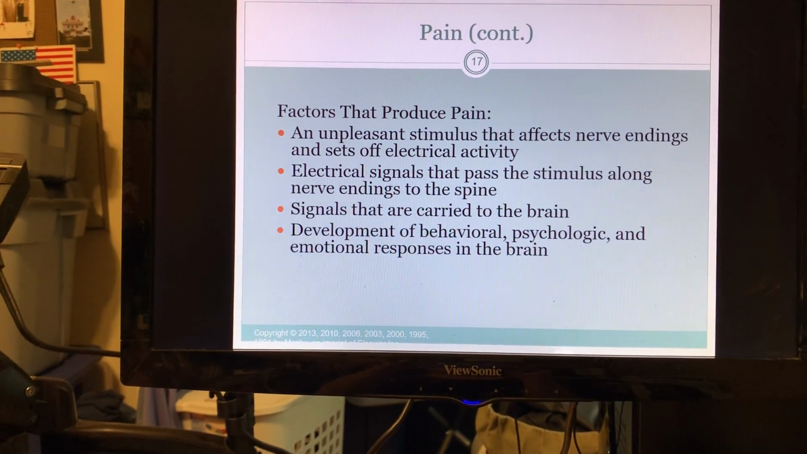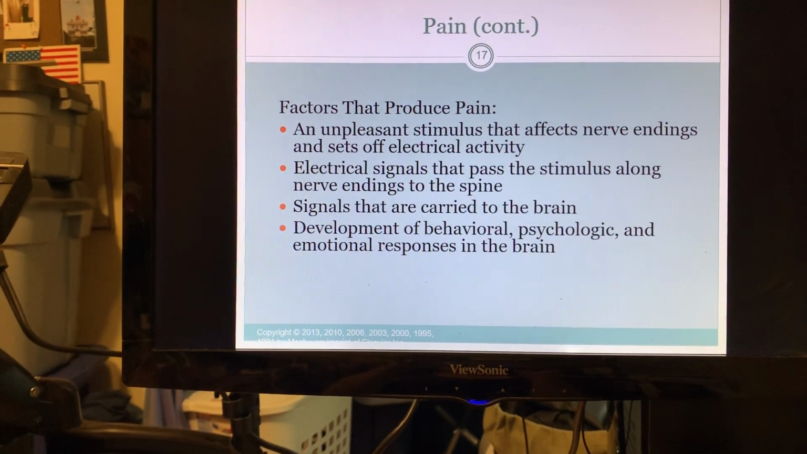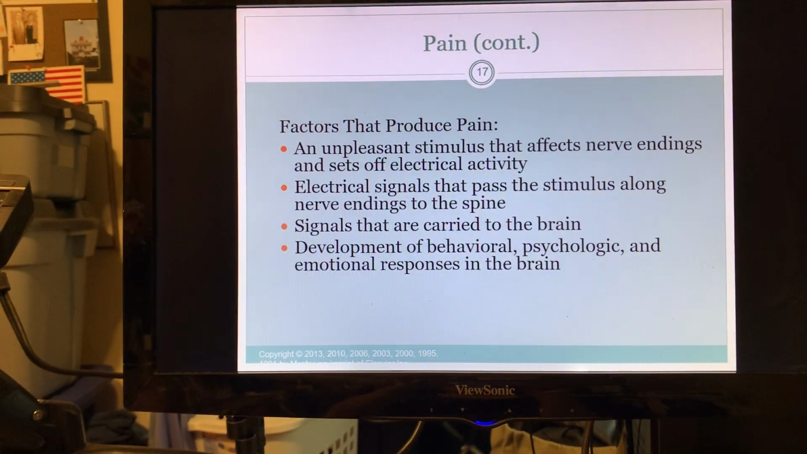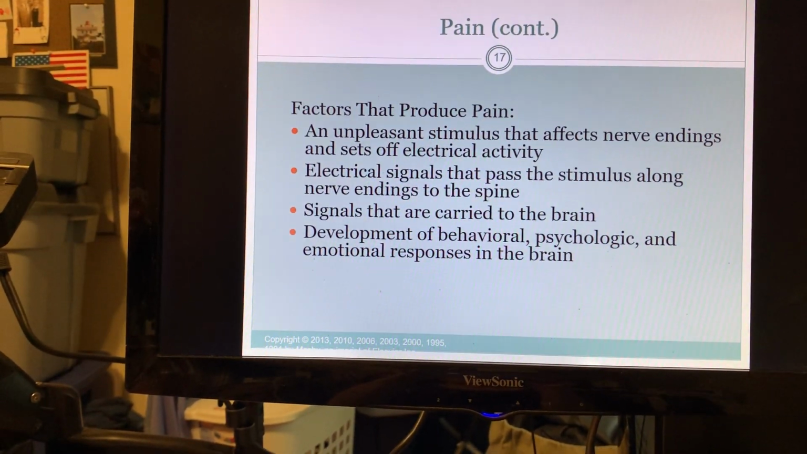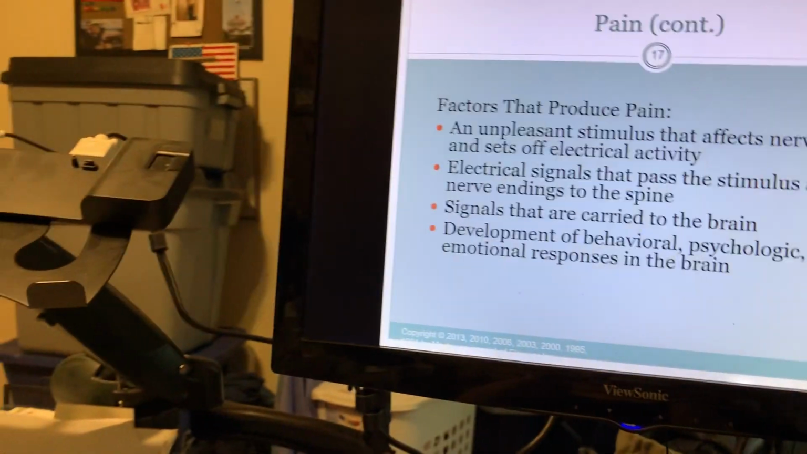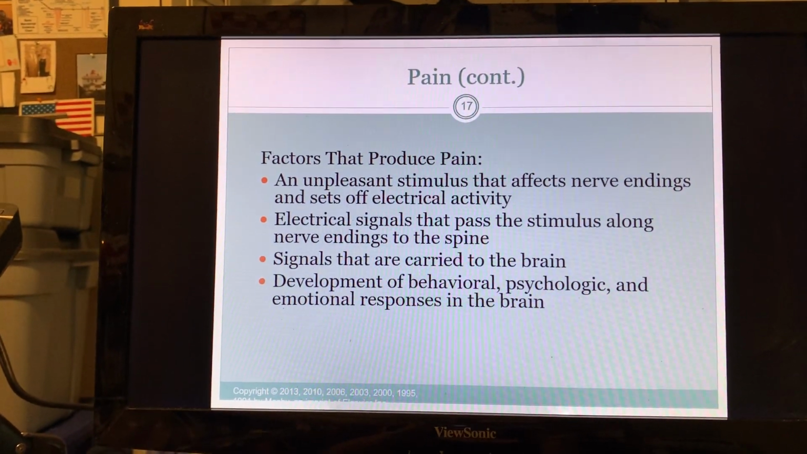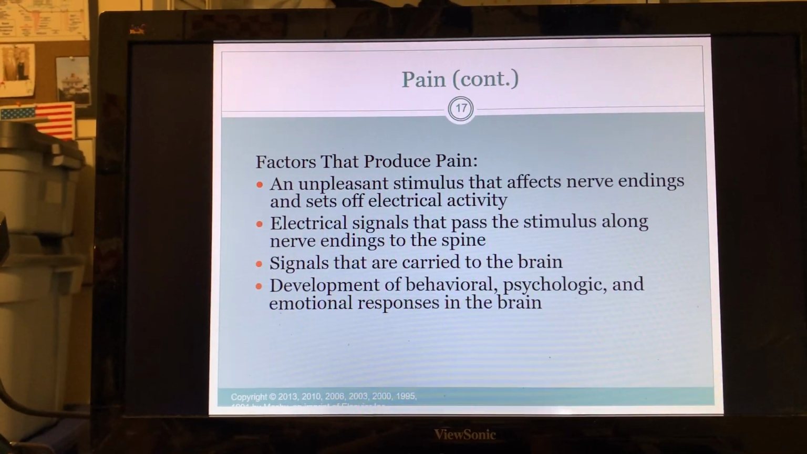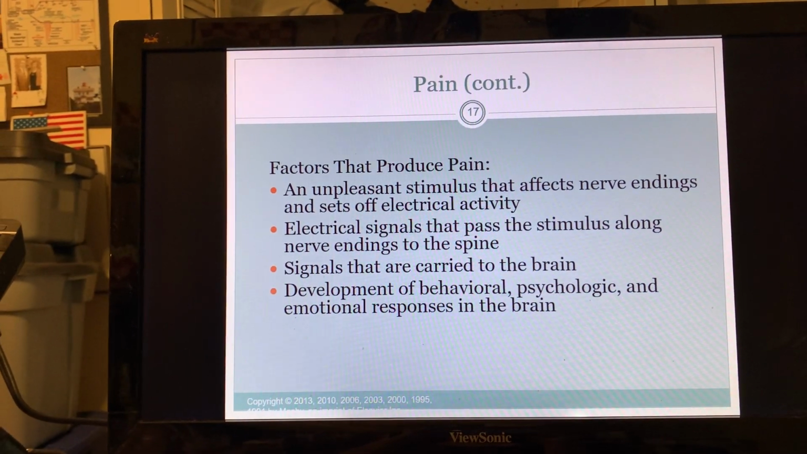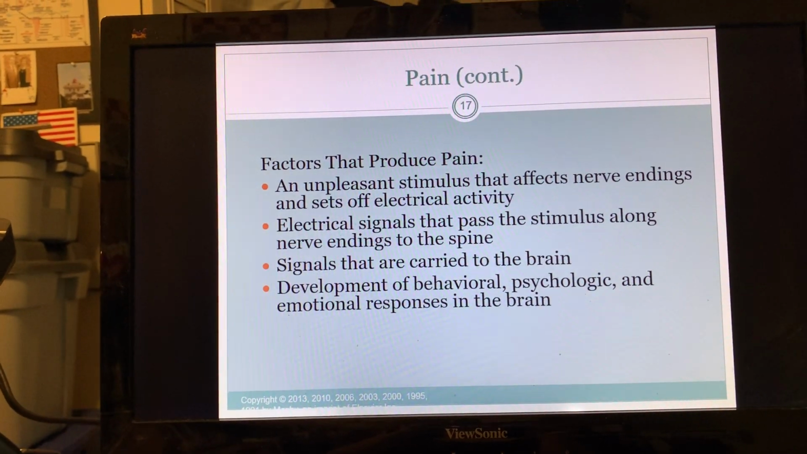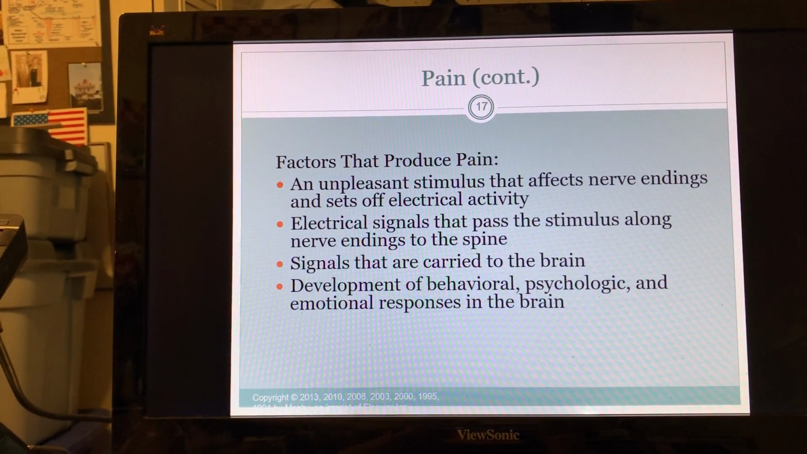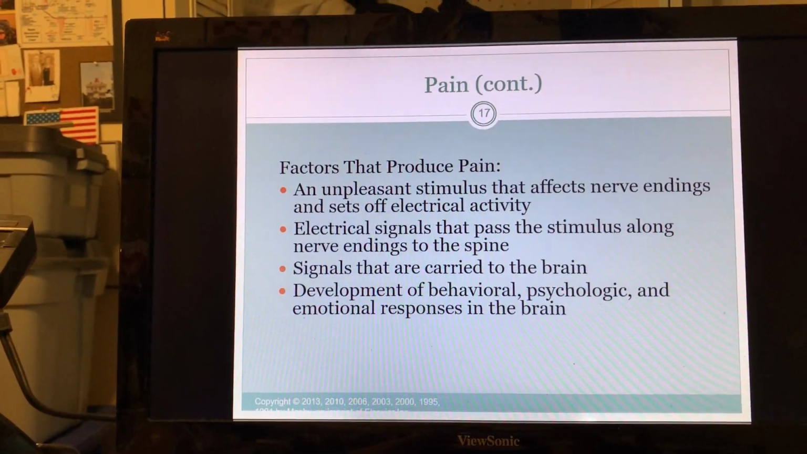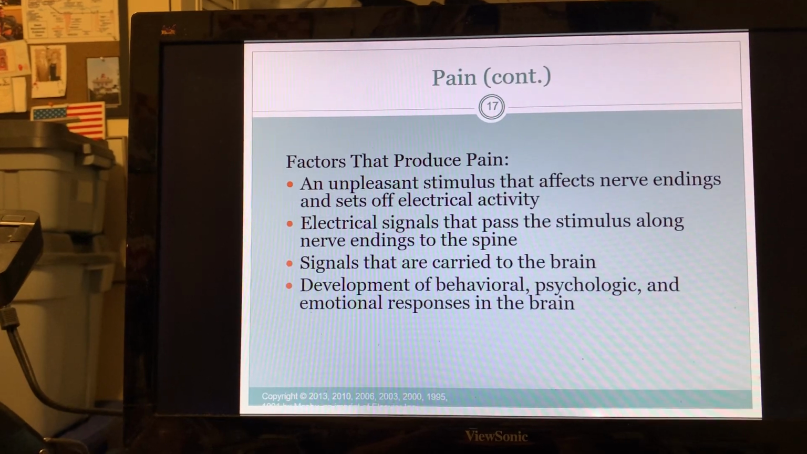So the factors that are said to produce pain start off with an unpleasant stimulus that affects nerve endings and sets off electrical activity. And thinking of the previous slide with a person about to step on several push pins, you can see that that is certainly an unpleasant stimulus. It's about to affect the nerve endings of the feet, and that's going to set off some electrical activity. Once that happens, those electrical signals are going to pass that stimulus along to nerve endings in the spine. Those nerve endings in the spine are going to carry signals to the brain, and the person is going to realize that they have indeed run into an unpleasant stimulus.